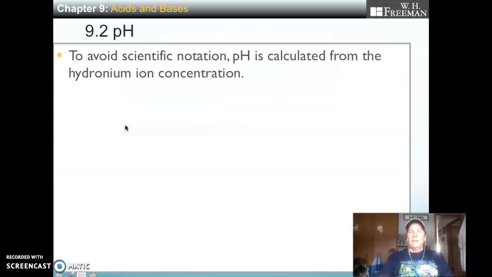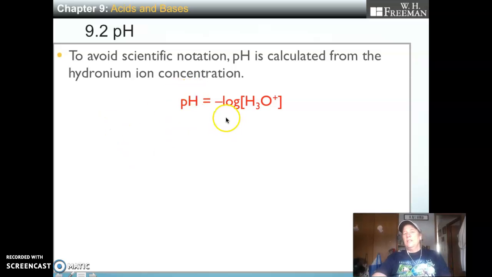Okay, so again, it's hard when you have these small numbers to tell if it's an acid or base just by looking at them. So to avoid the scientific notation, they came up with the pH scale. And again, pH stands for potential hydrogen. It means you calculate it from the hydronium ion concentration, because hydronium is what determines if it's an acid or not. So pH comes from the hydronium. There's another one called pOH that comes from the hydroxide.